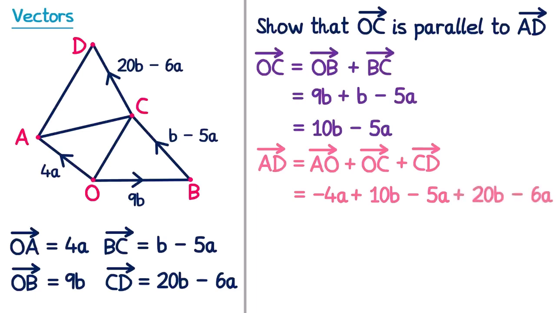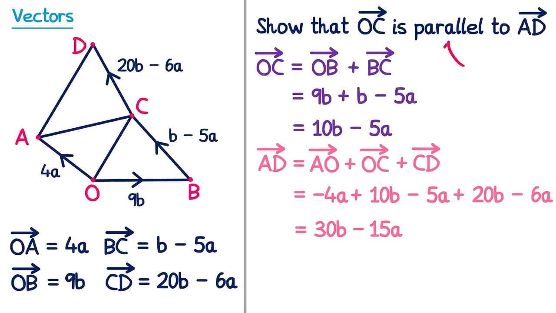Then we just need to simplify. So we've got negative 4a, subtract 5a, subtract 6a, which is going to be negative 15a. And then we've got 10b plus 20b, which is plus 30b. Now we could reverse the order of this, so rather than negative 15a plus 30b, it's 30b subtract 15a.